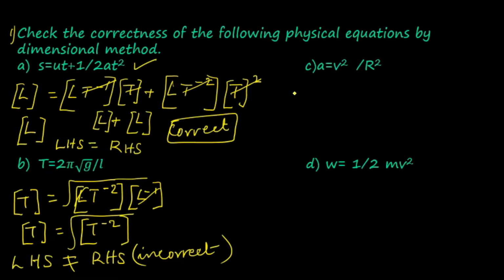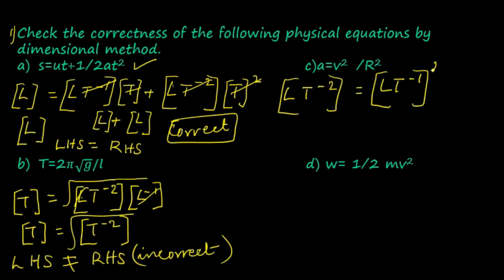What is this equation? Centripetal acceleration. What is the expression for acceleration? LT^-2 on the left hand side is equal to v², (LT^-1) the whole raised to 2, divided by r². What is r? Radius of curvature and it is length. It is in the denominator, so L^-2. L² and L^-2 get cancelled. What remains? LT^-2 is equal to T^-2.